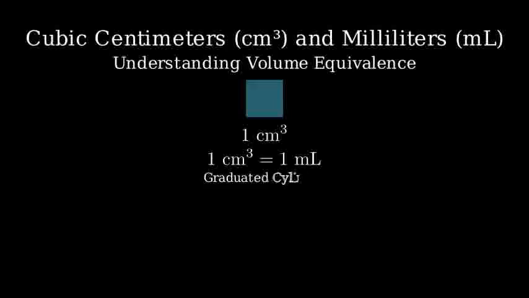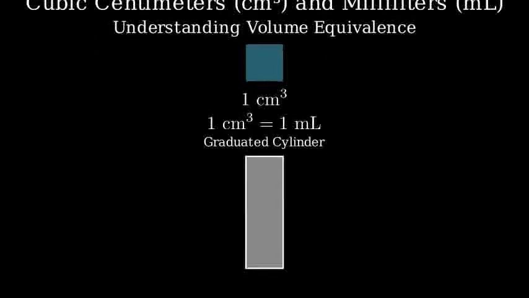Let's imagine a practical example: measuring liquid in a laboratory. Imagine pouring water into a graduated cylinder. We use milliliters because they are convenient for liquid measurements in labs. Each milliliter you pour in is equivalent to adding a cube with 1 cubic centimeter volume.